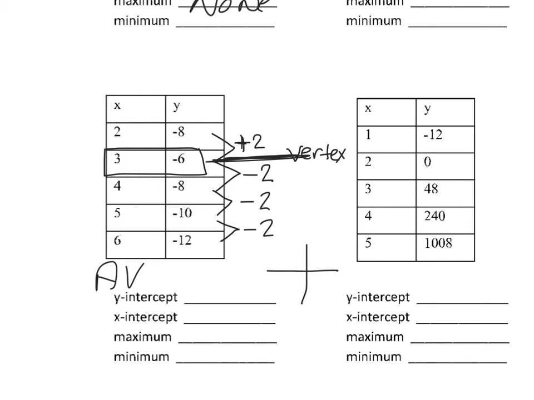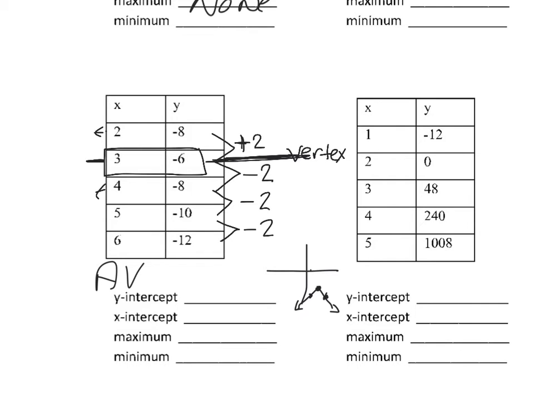So let's see, 3, -6 would be about here. 4, -8 would be about here. And then 2, -8 would be about here. So we're going to have a downward V. Okay, what I did, I just graphed my turn and then the one on each side. And that tells me which direction, if it's going up or down.